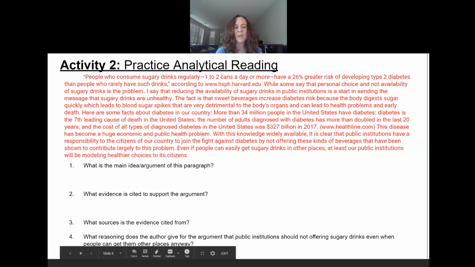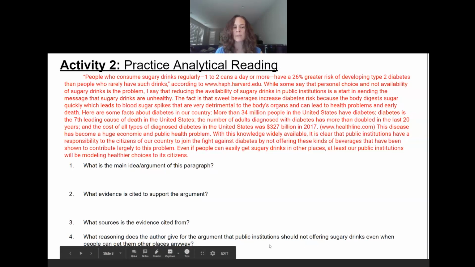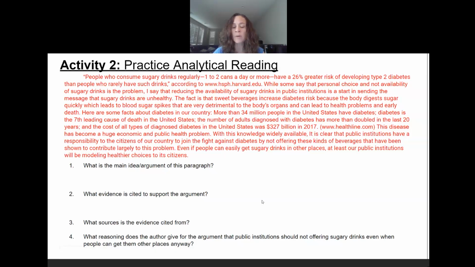And finally, what reasoning does the author give for the argument that public institutions should not offer sugary drinks? I made a typographical error here. It should be offer, not offering. When people can get them other places anyway. So in other words, what difference does it make if a public institution offers sugary drinks or not? People can get them whenever they want.